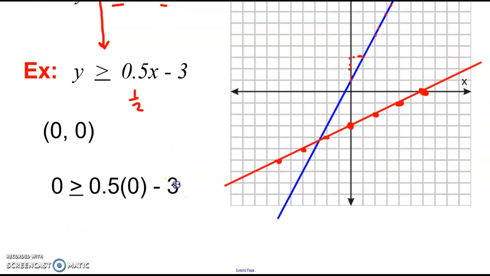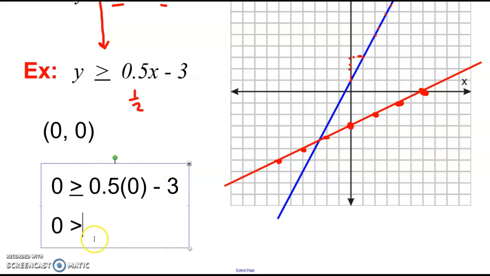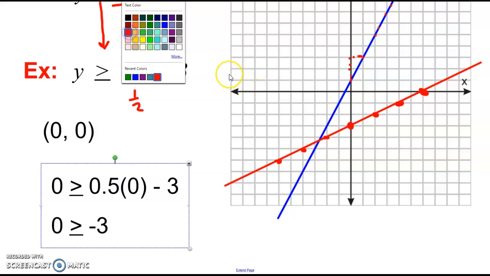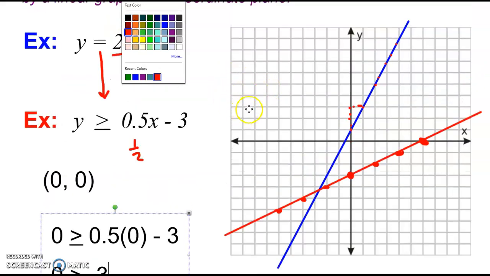So now, if I keep going here, I'm going to get 0 is greater than or equal to -3, because this just drops out right here. Well, ask yourself if that's true. Is 0 greater than or equal to -3? Well, you bet it is. So that proves where our answers lie.